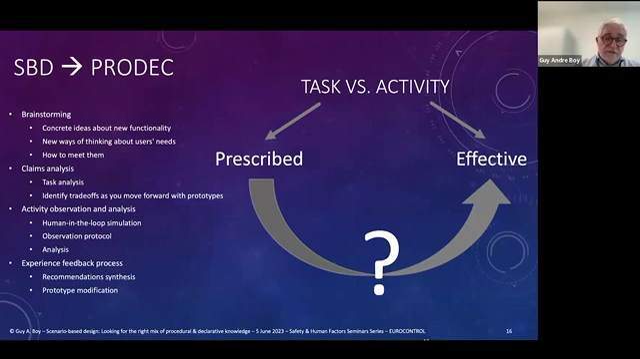So that's the second part. Third part, activity observation, human-in-the-loop simulation, observation protocols, analysis, and experience feedback, because it's never finished. Even when you have developed the system, you have to improve the system as you go. So the experience feedback mechanisms are extremely important.